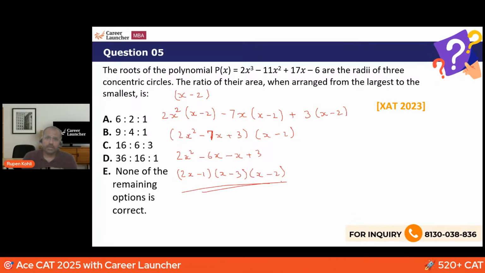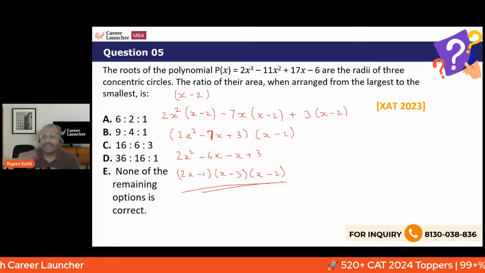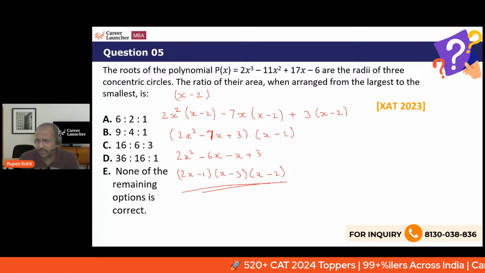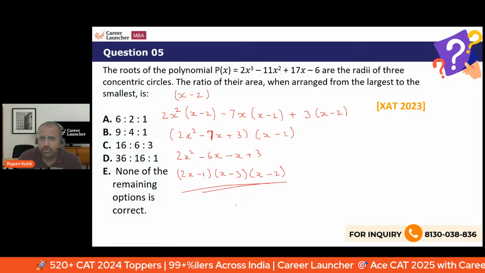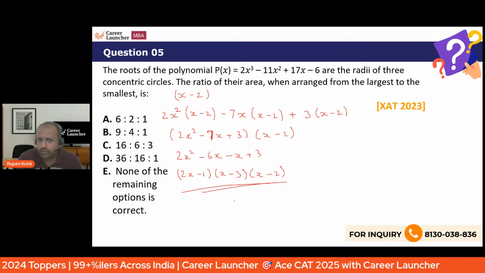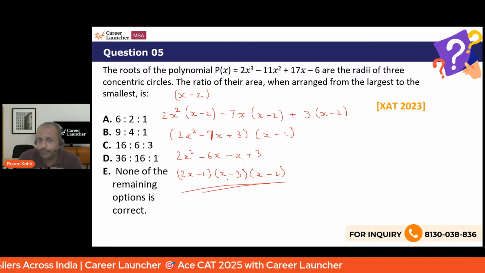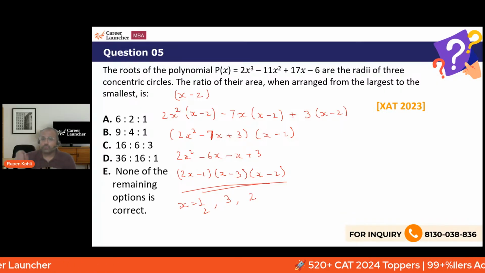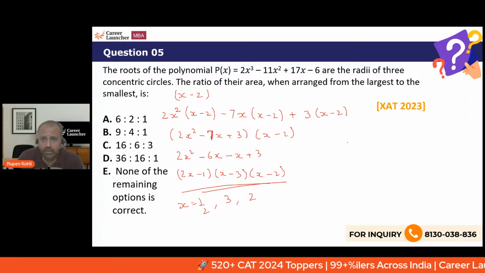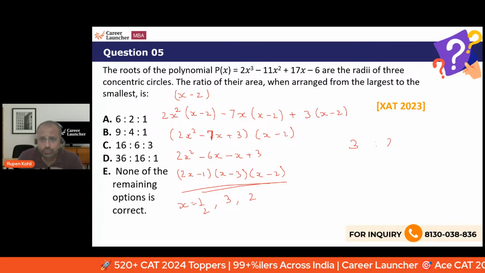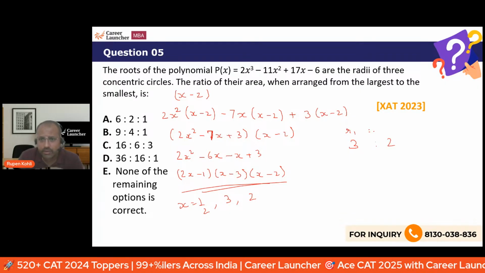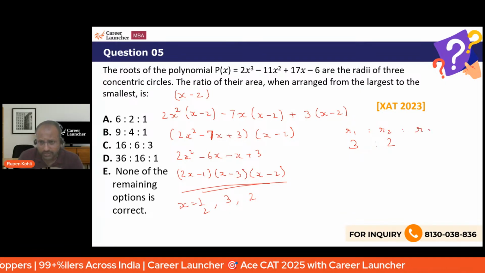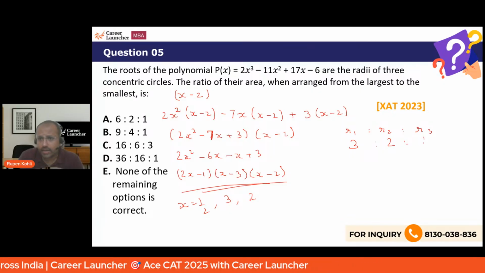Done. That was the only job, to factorize this cubic, and you were expecting roots to be at least rational, if not integers. All the roots were not going to be integers for sure, because the coefficient of x cube you see is 2. So therefore you can see this root of x equal to half is there, and then there is this root of 3, and then there is this root of 2. Perfect. So 3 is the largest, then 2. This is the ratio of the radii. R1 is to R2 is to R3. So the radii are 3, 2 and half.